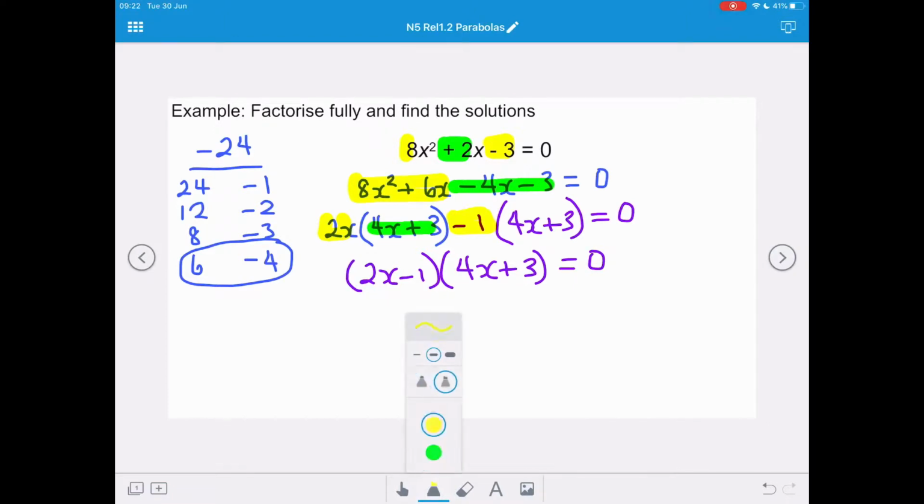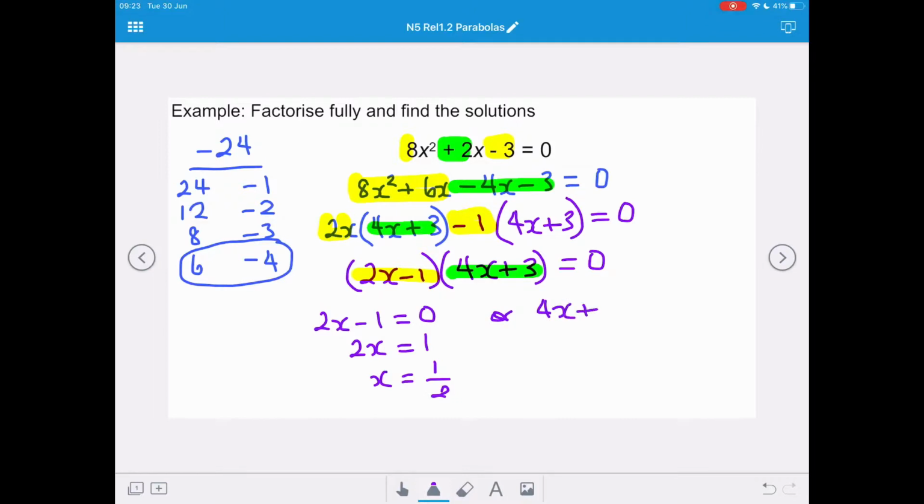So either the 2x minus 1 bracket has to equate to 0, or the 4x plus 3 bracket has to equate to 0 to solve this equation. So 2x minus 1 equals 0. We're going to add 1 to both sides to get 2x equals 1 and divide both sides by 2 to get x equals 1/2. Or we've got 4x plus 3 equals 0, and we're going to take away 3 from both sides to get 4x equals negative 3. Divide both sides by 4 to get x equals negative 3/4. And those are the solutions to 8x squared plus 2x minus 3 equals 0.